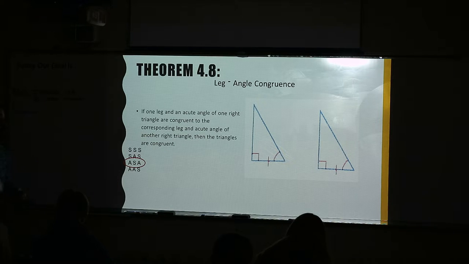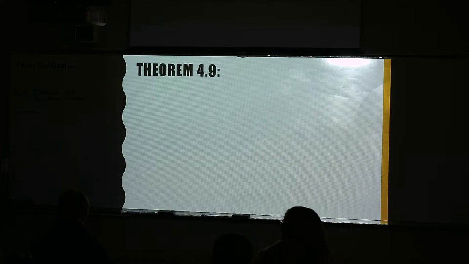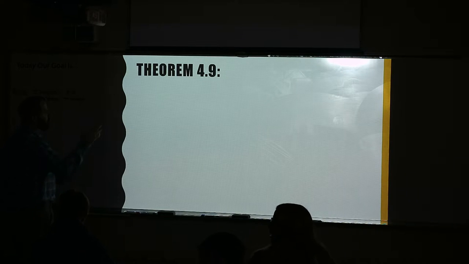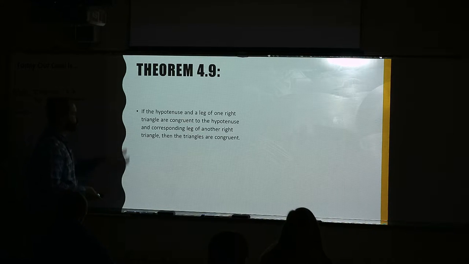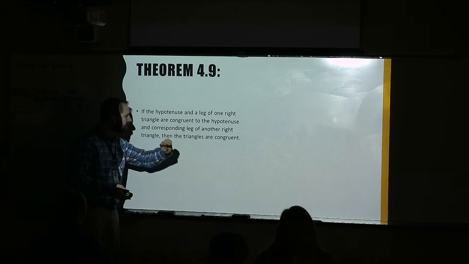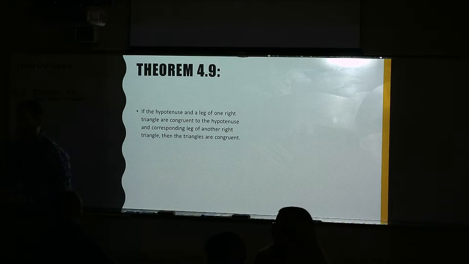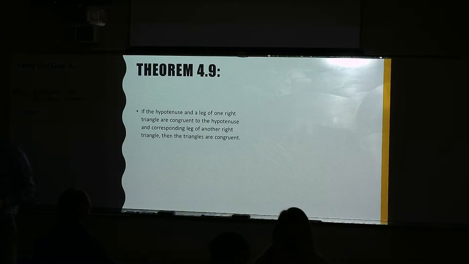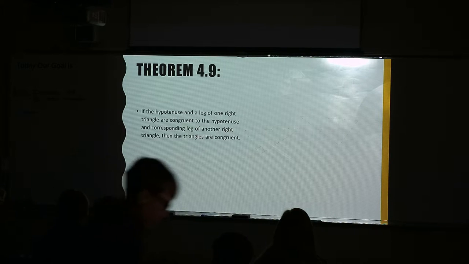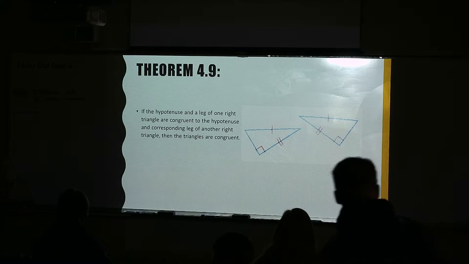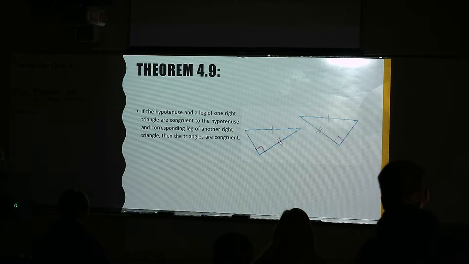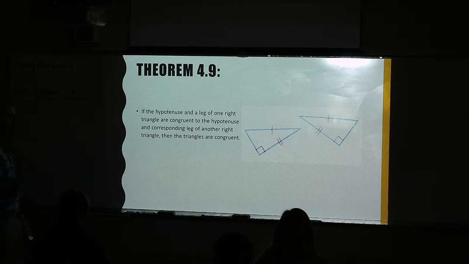And then the last one, which is the goofy one, this was 4-9 from Friday. If a hypotenuse and a leg of one right triangle are equal to the hypotenuse and leg of another right triangle, then the triangles are equal. And again, the picture here shows a hypotenuse and a leg. It didn't matter which leg you picked. We spent a lot of time on Friday proving how this one worked.